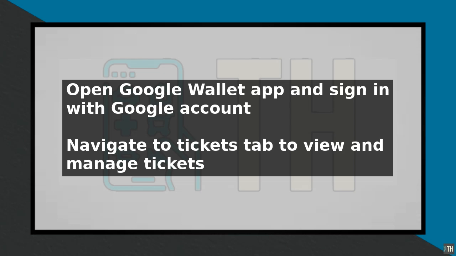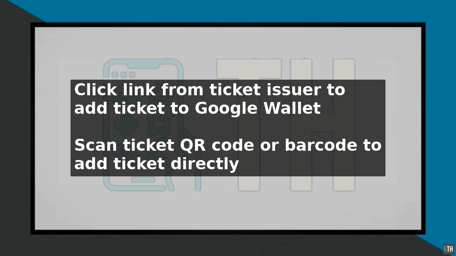your tickets. To add a ticket to Google Wallet, you will typically receive an email or notification from the ticket issuer with a link to add the ticket to your Google Wallet. Click on the link and follow the prompts to add the ticket to your Google Wallet.